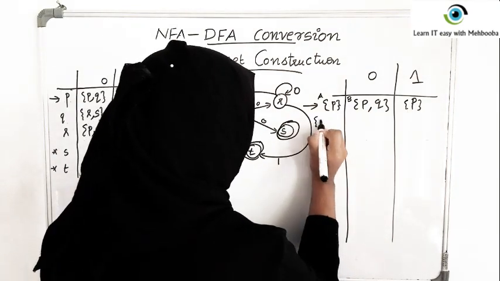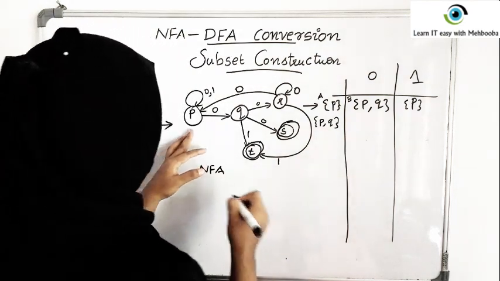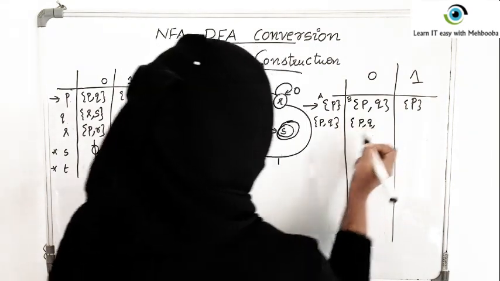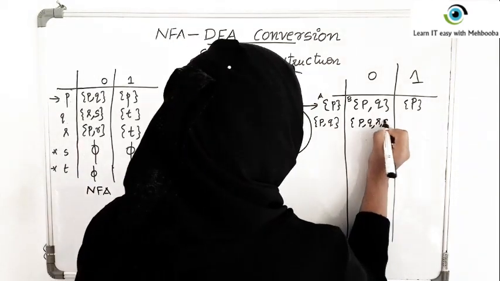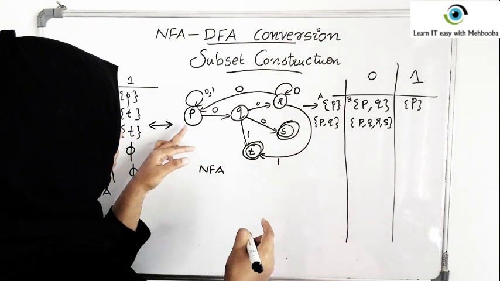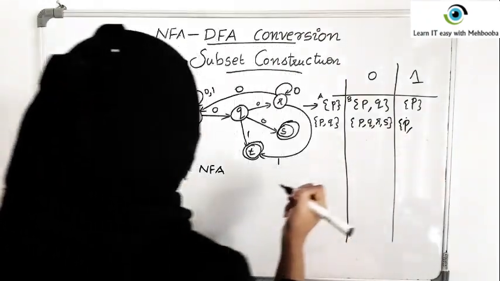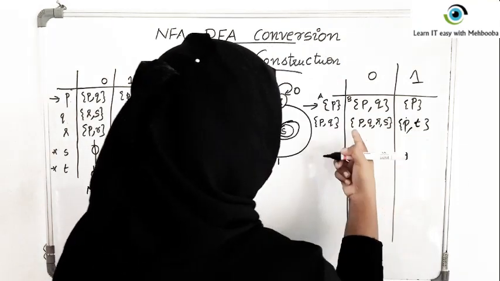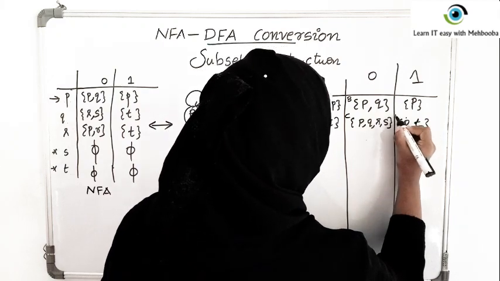So we will process B, which is P comma Q. Okay. From P on 0 you are going to P and Q. And from Q on 0 you are moving to R and S. Hope this is clear. Now PQ on 1. From P on 1 you are simply staying at P. From Q on 1 you are moving to T. Now this is a new state, I am naming it C. This is a new state that we haven't seen so far and I am naming it D.